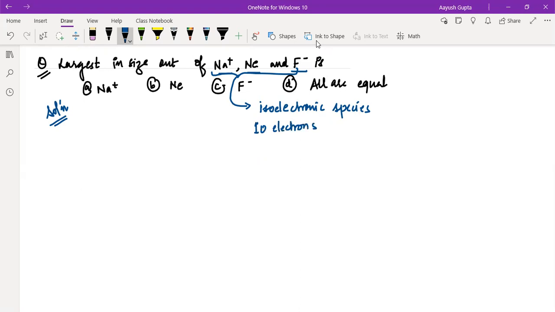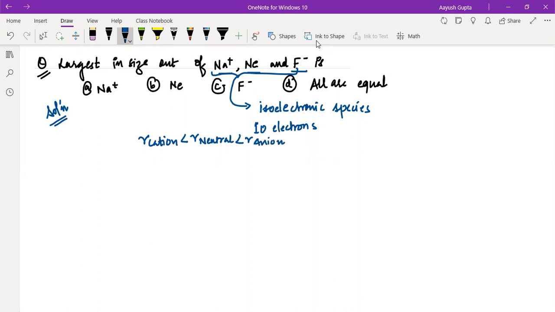Now, if it is a case of isoelectronic species, then we have to follow this rule, which is: the radius of a cation is less than the radius of the neutral species, which is again less than the radius of the anion.